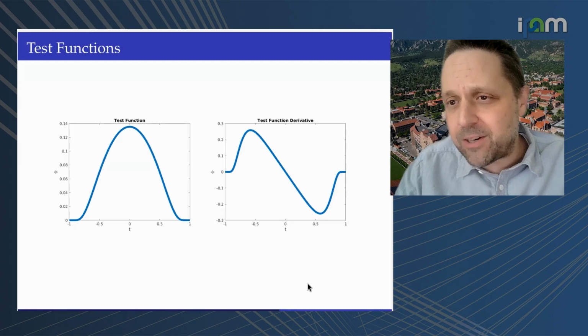So test functions look like these things. We chose them to be piecewise polynomials. In some cases, we've chosen them to be C infinity bump functions. But the whole idea is you have something that is 0 at the endpoints, so you don't have to worry about those pesky evaluation terms in the integration by parts. And this is a derivative of this, obviously.